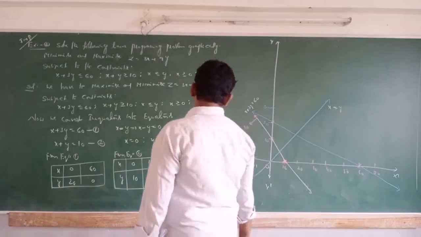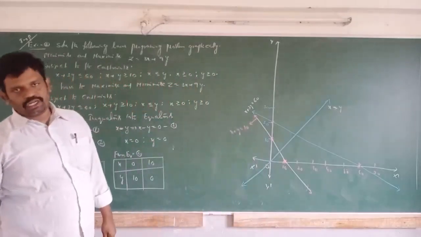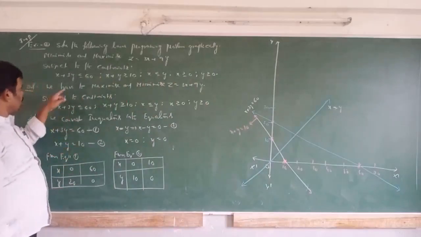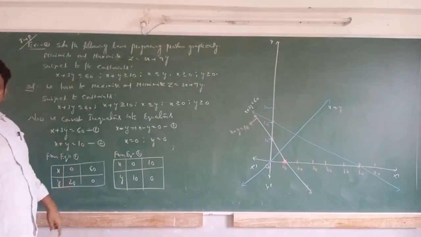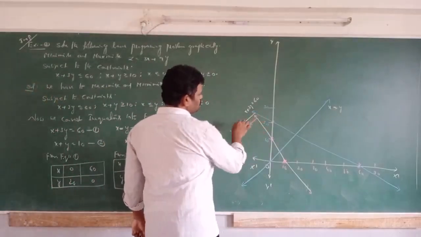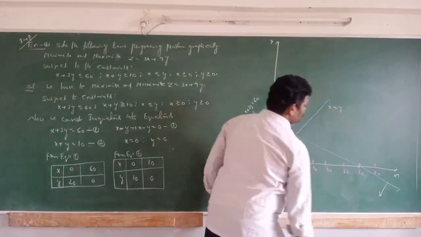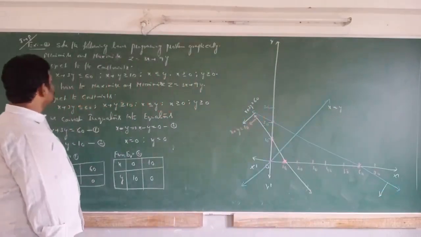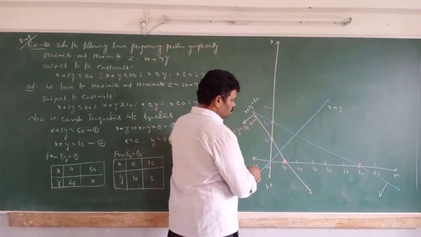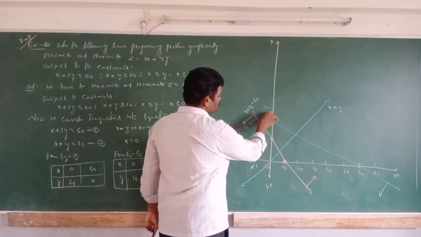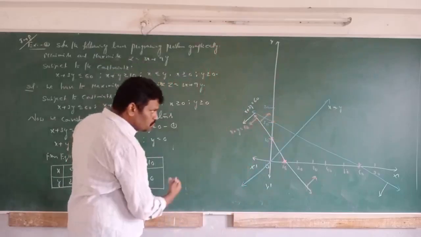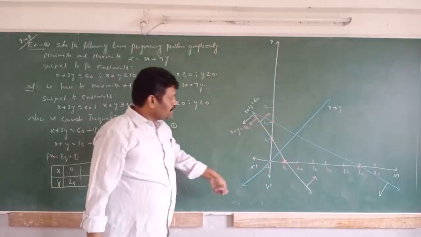Now see what we observe here, the shaded portion. How to identify the shaded portion? Substitute the origin point into the inequality. Here 0, 0 satisfies less than or equal to 0, so shade towards the origin. For the next one, 0, 0 satisfies greater than or equal to 0, so shade away from the origin. Now if we draw this one like this, away from the origin, this portion on this side and this portion on this side. And the remaining line passes through the origin.